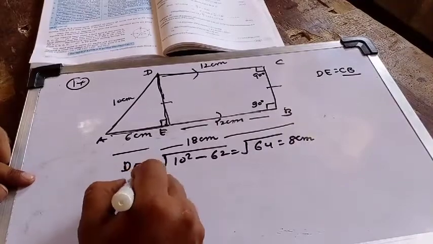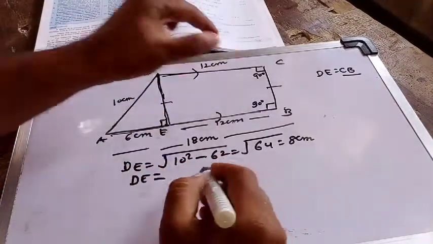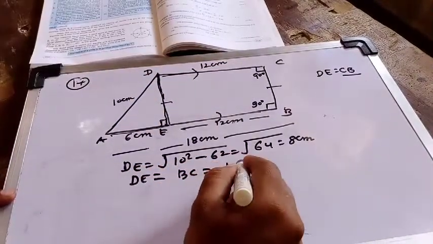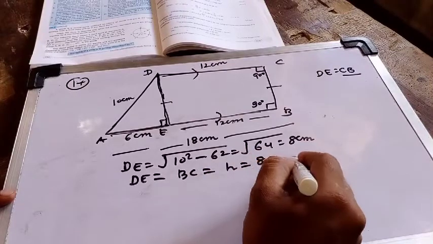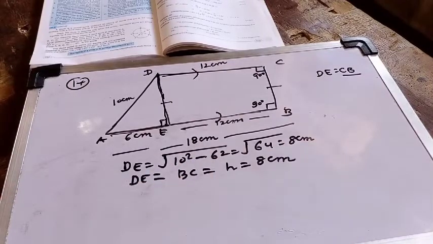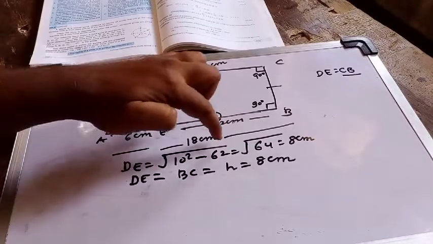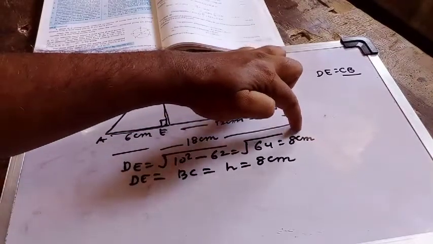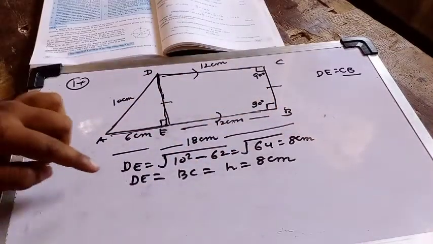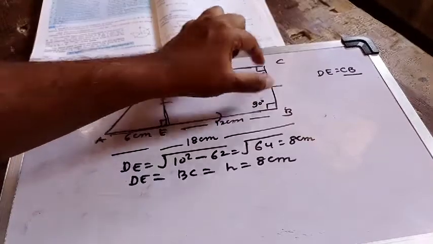This perpendicular is actually equal to BC, and BC is equal to the height of the trapezium, that is equal to 8 cm. So we have calculated 10 square minus 6 square, that is equal to root over 64. So it will come out as 8 cm. It is equal to BC. It will behave as the height.